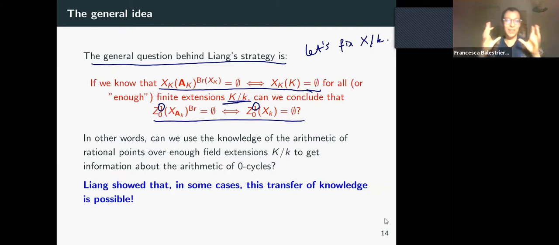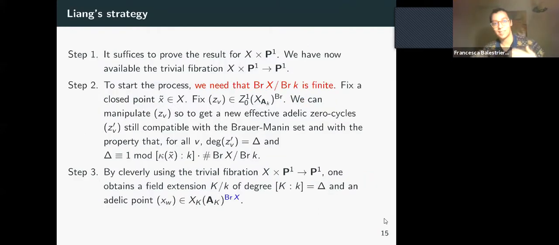So can we create a bridge, if we have enough knowledge about the rational points world, to translate that knowledge to the zero cycle world? This is the question. And the nice thing is that Liang, in his paper that has the result that I mentioned before, showed that in some cases we can indeed transfer this knowledge. Okay, so this is great. And let me just give you a rough sketch of Liang's strategy.